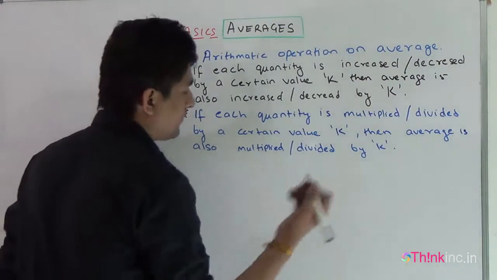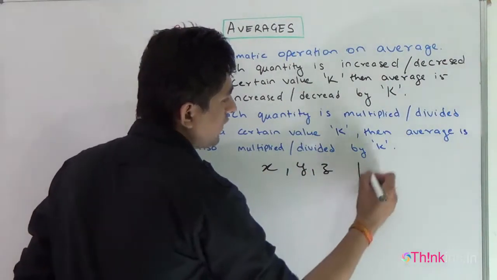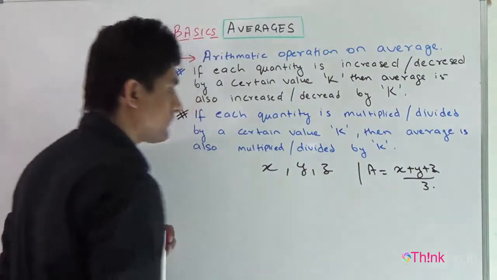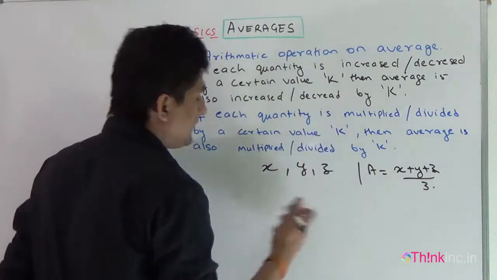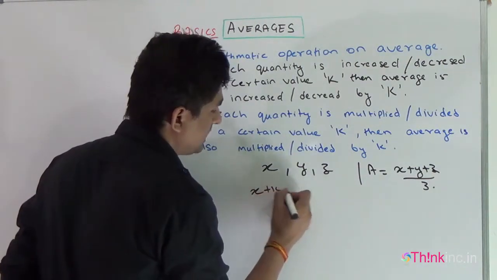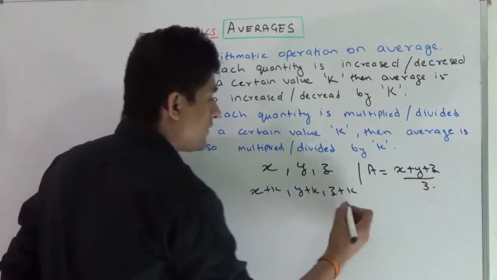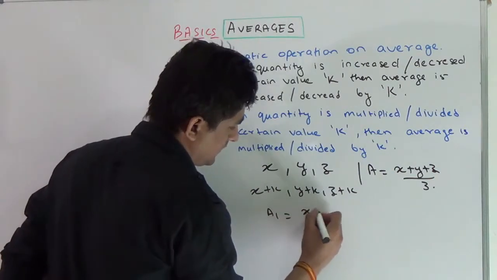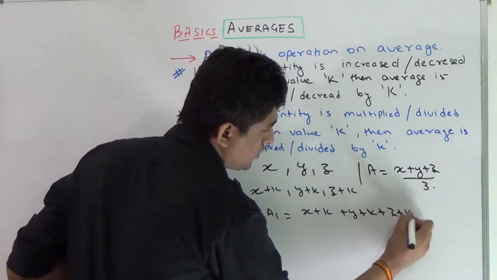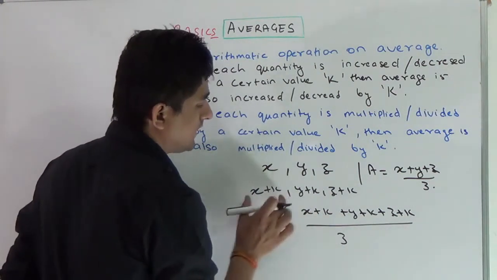This says that, suppose for example, there are 3 terms x, y, z, and I have to calculate the average, it will come out to be x plus y plus z upon 3. This is the average. This property says if each term of the observation is increased by k, that means each term is now x plus k, y plus k, z plus k, then the new average will be a1, and according to the basic formula, its value will be sum of observations upon total number of observations. Here the total number of observations is 3, not 6. Don't be confused, because these are single terms.